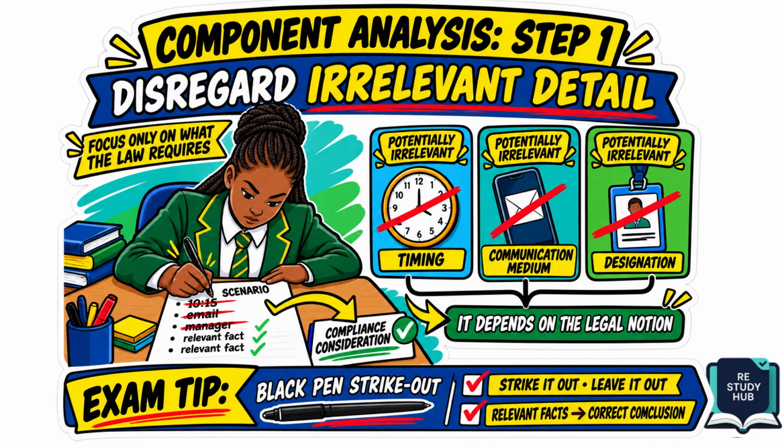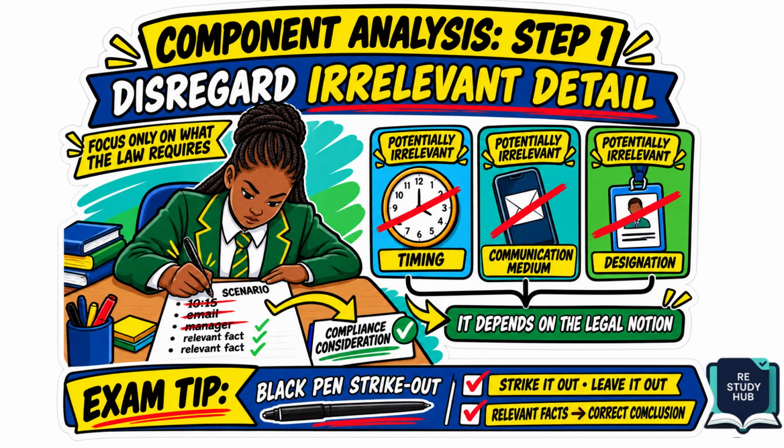Let's begin with the first step in the component analysis. Disregard irrelevant detail. An irrelevant detail is a fact that you must legally not consider when making the compliance consideration. It may be irrelevant because the legal notion does not require it or because the law specifically tells you to disregard it. Details such as timing, the communication medium, or person's designation may be irrelevant. However, this always depends on the legal notion and stipulation being tested.